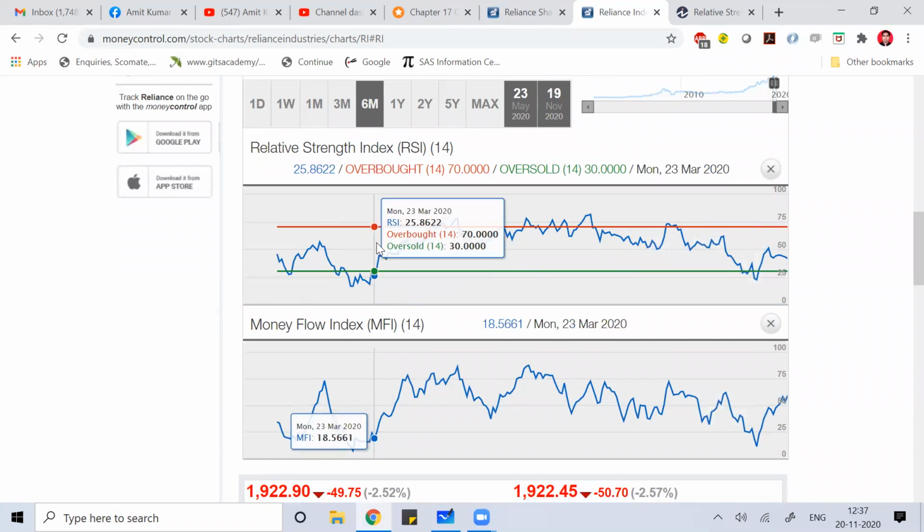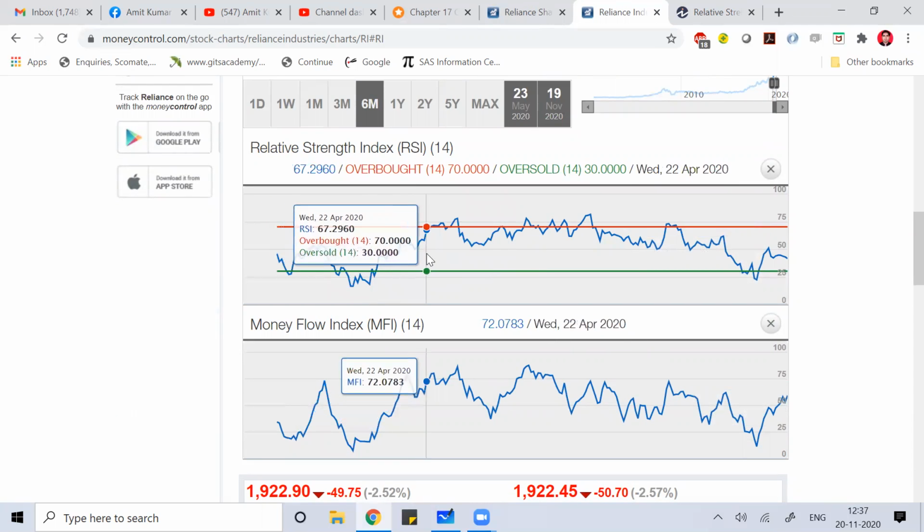Now see, I have drawn both RSI and MFI. Now you can see here on this particular date, RSI is 67.2960, and MFI is 72.07. So now there will be a lot of confusion in your mind about which is better, RSI or MFI. So what led to this difference in these values? That is the purpose of my session.